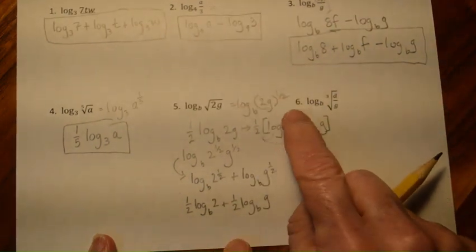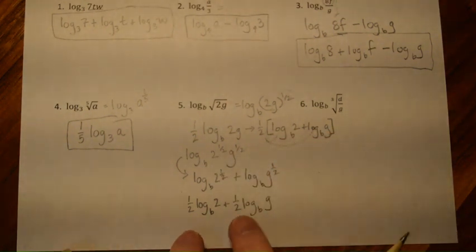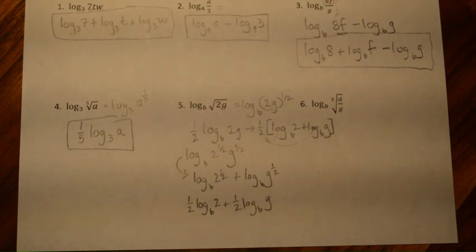Choose the power rule first. But if you are prone to forgetting parentheses, I would distribute the exponent first. That way you don't have to worry about parentheses.